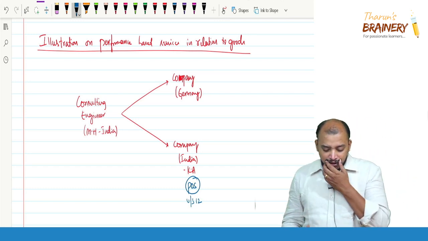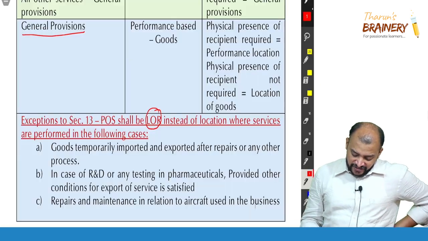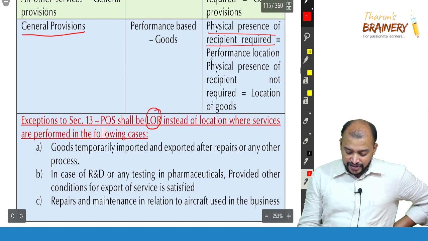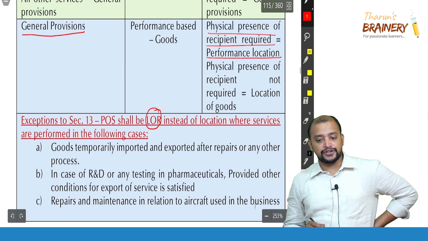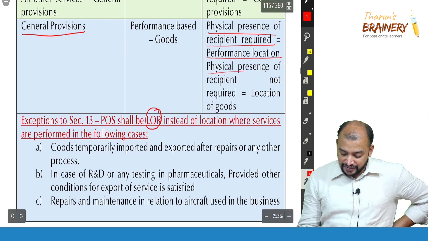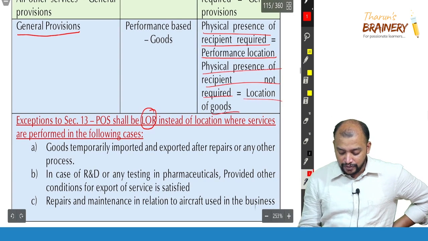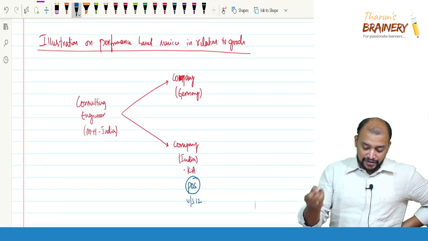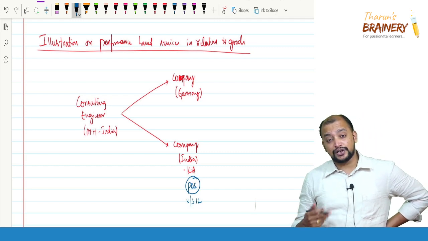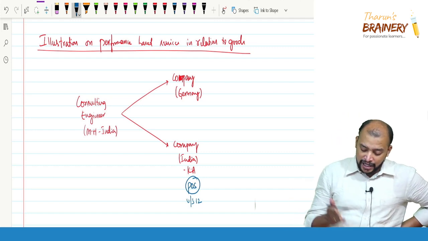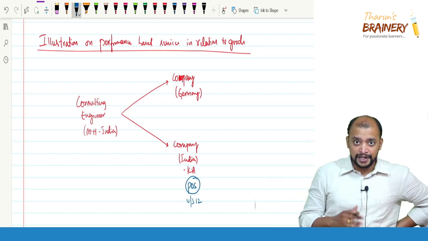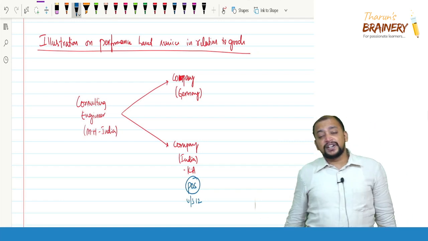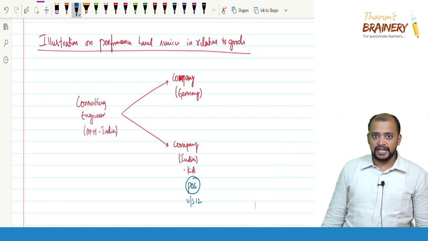What will happen? We need to check whether physical presence of the recipient is required or not. If physical presence of the recipient is required, it is the location where services are actually performed. If physical presence of the recipient is not required, then location of goods will be taken as the place of supply. Okay, so that's what I am telling. If physical presence of the goods is required, it is the location where services are actually performed. So either he may go to Germany or goods can come to India. Then we take the location where services are actually performed. In other cases, location of goods will be taken as the place of supply.